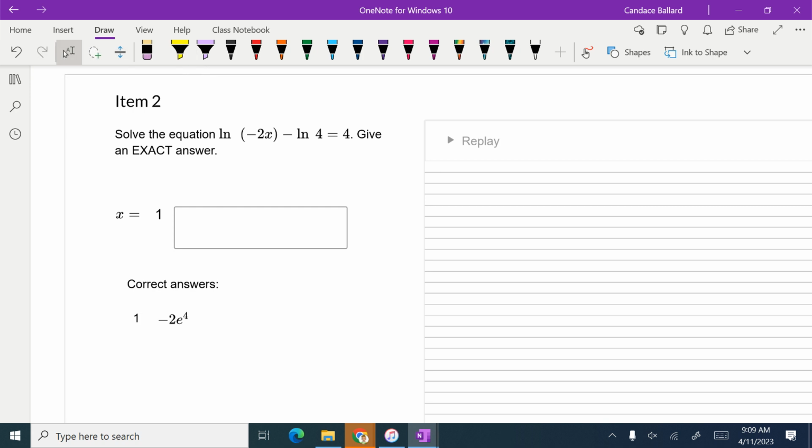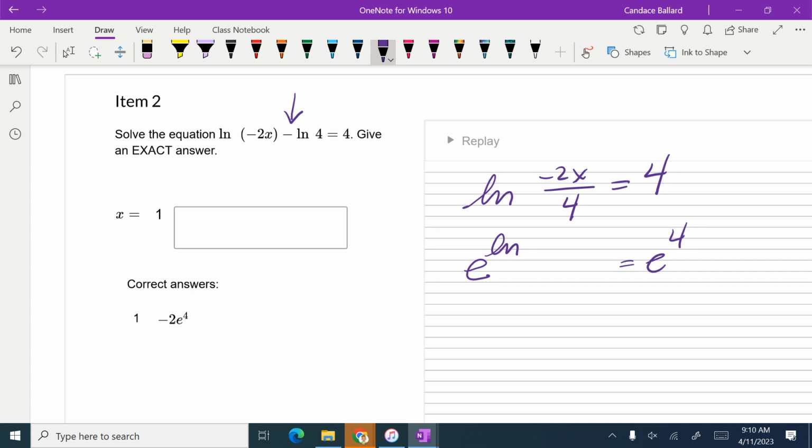It was the only one that was like that. I got to condense it first. What does subtraction turn into? Division. So natural log of negative 2x over 4 equals 4. This one was testing to see if you understood how to exponentiate. Remember that funny word, exponentiate? What's the only way to get rid of a natural log? Who's its friend? E. So I have to exponentiate both sides of the equation.